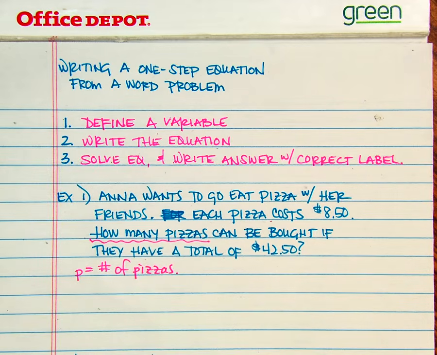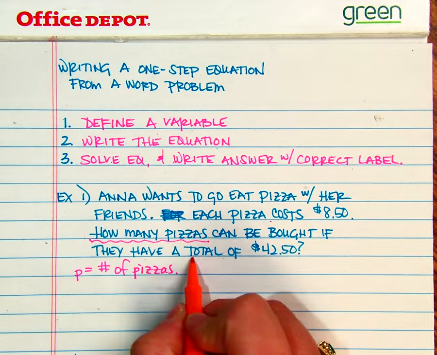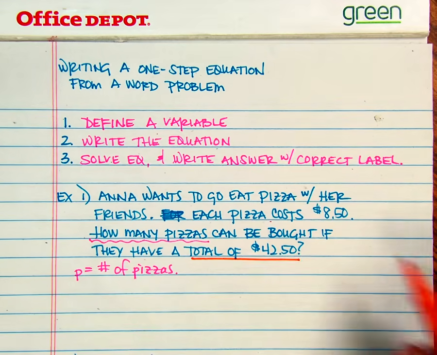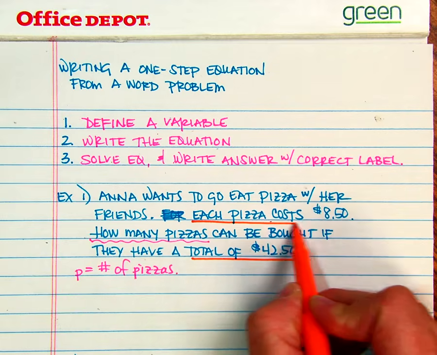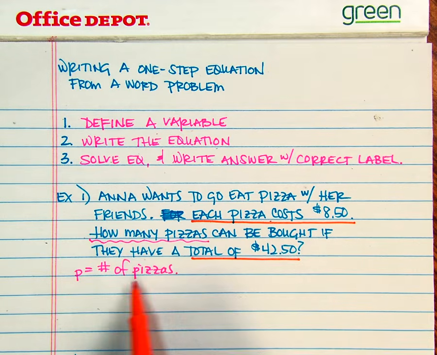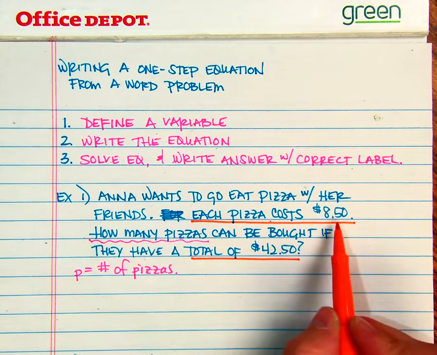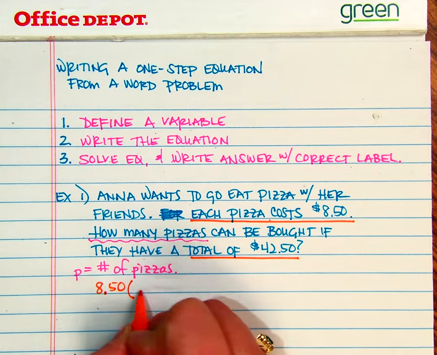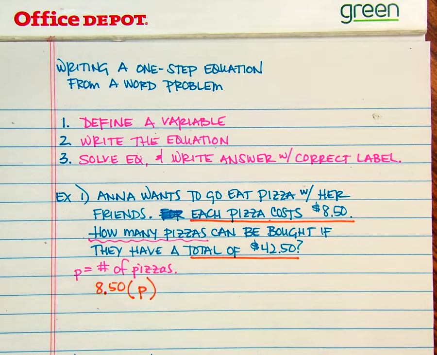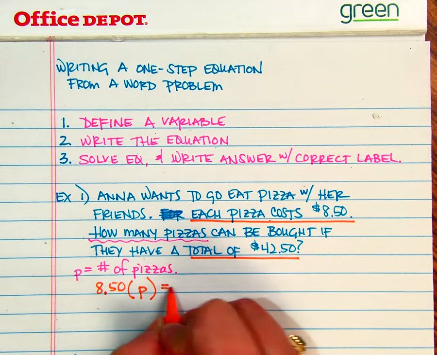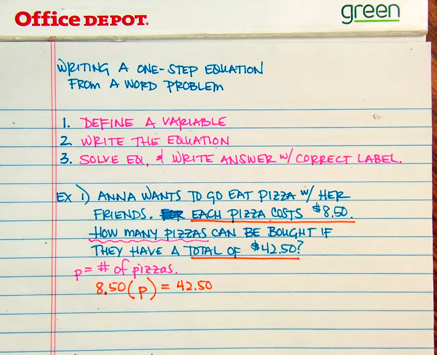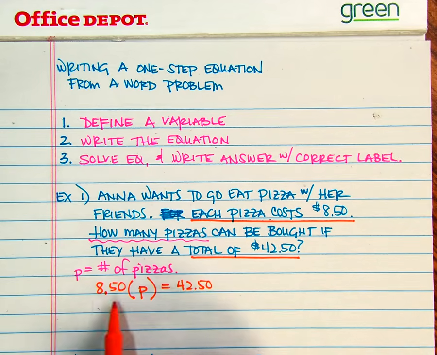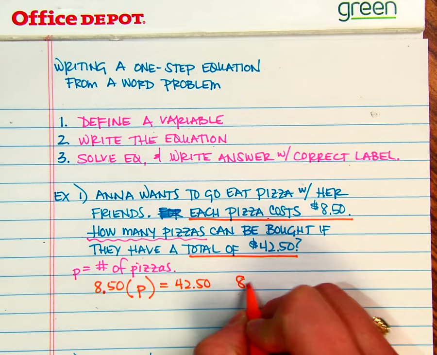I have a total of $42.50. So it's probably going to be an important piece. And then it says here, each pizza costs $8.50. Well, I don't know how many pizzas, but I know each one of them is going to be $8.50. So $8.50 times the number of pizzas that I have. I'm just going to put parentheses for right now. So $8.50 times the number of pizzas, that should equal my $42.50. Now, typically we don't write it like this, and I'm going to clean that up because that is bothering me.